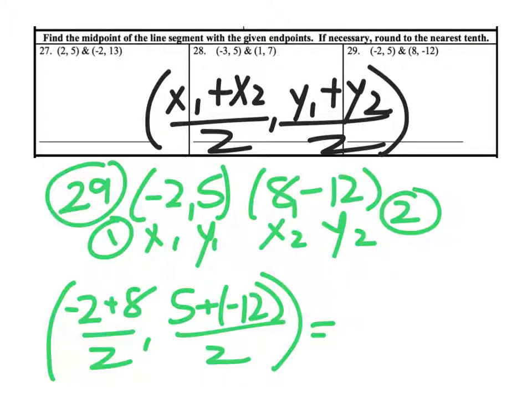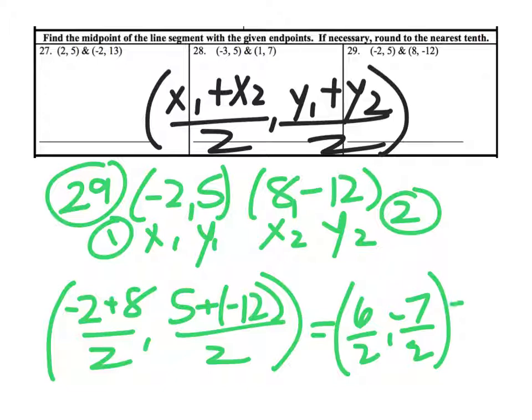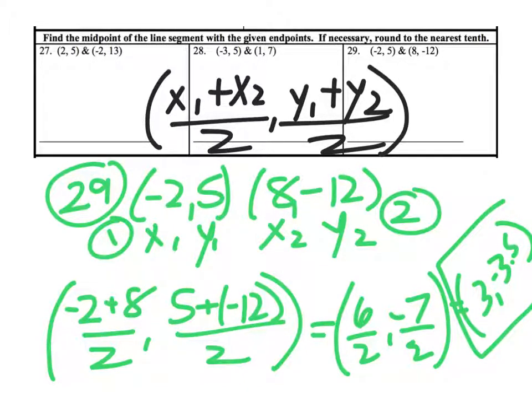If we simplify that, negative 2 plus 8 is 6 over 2. And then 5 minus 12 is a negative 7 over 2. Again, we're going to simplify once more. 6 divided by 2 gives me 3. Negative 7 divided by 2 gives me a negative 3.5. So my final answer would be 3, negative 3.5. And that is your midpoint.